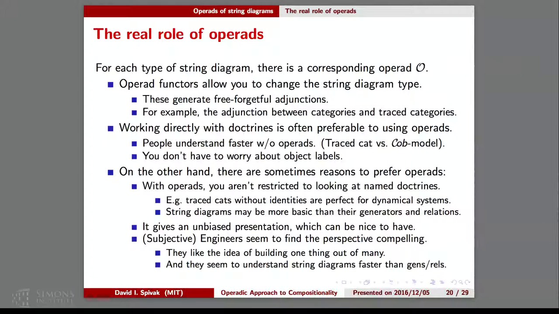And it's an unbiased thing. Another thing I like about it is that engineers, and I work with scientists and engineers a lot, seem to find the perspective of building one thing from many compelling. So if you do want to work with someone outside of math, I think that it's a convenient way of talking with people.